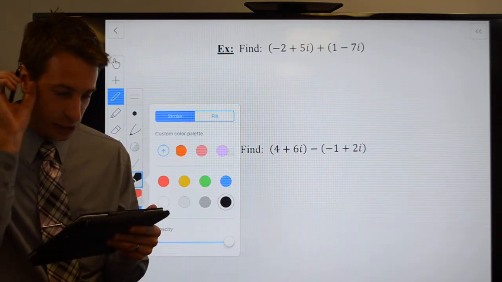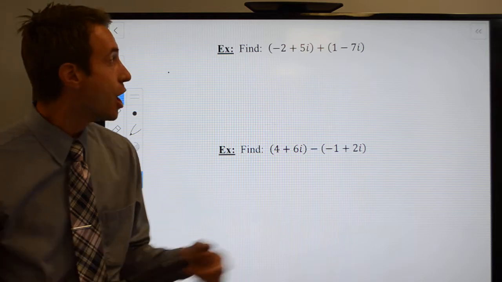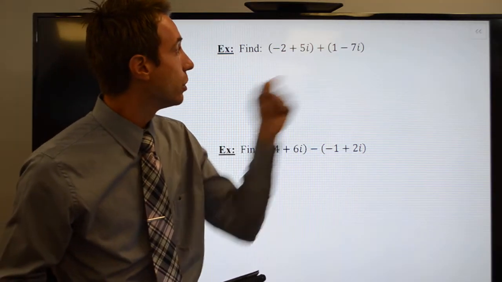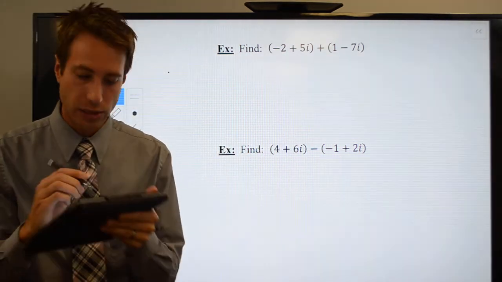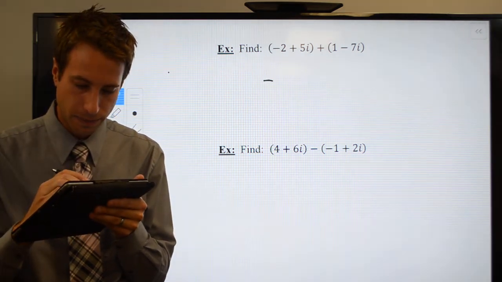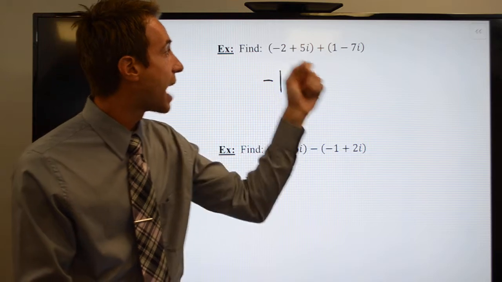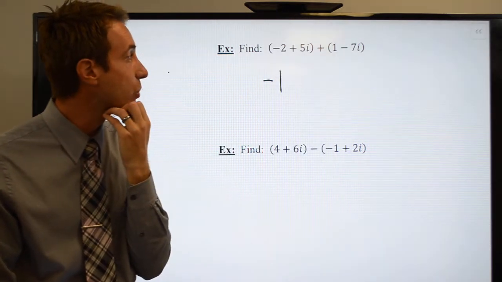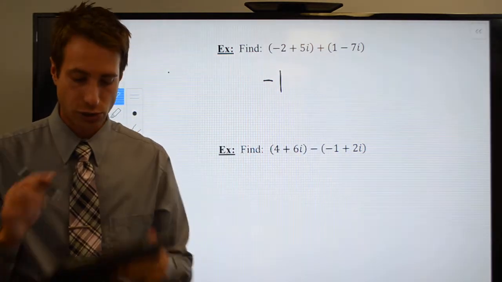Let's try a couple more here. Combine like terms. This one again is addition. So I have a -2 and a positive 1, which should leave me with a -1. And then I have 5i and a -7i, which is going to leave me with -2i.